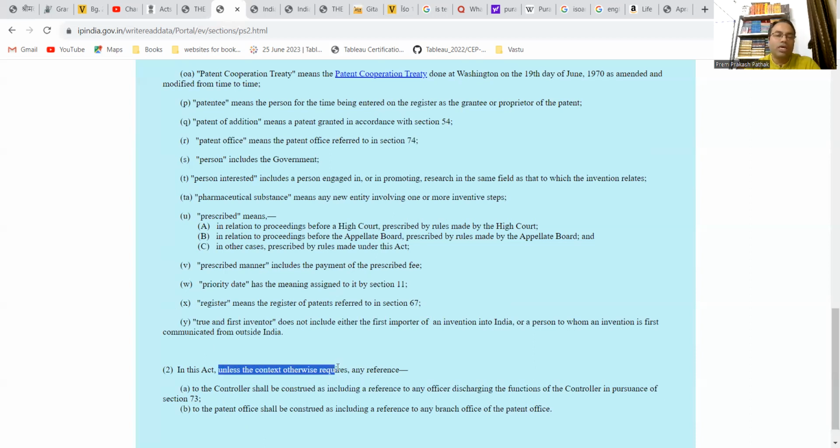That means if the patent office does not include any branches, then it has to be mentioned specifically that this patent office does not include the branches. And for controller, you need to write that this officer is not acting as controller. It has to be mentioned. If it is not mentioned like that, then controller also includes any officer who is discharging the function of the controller.